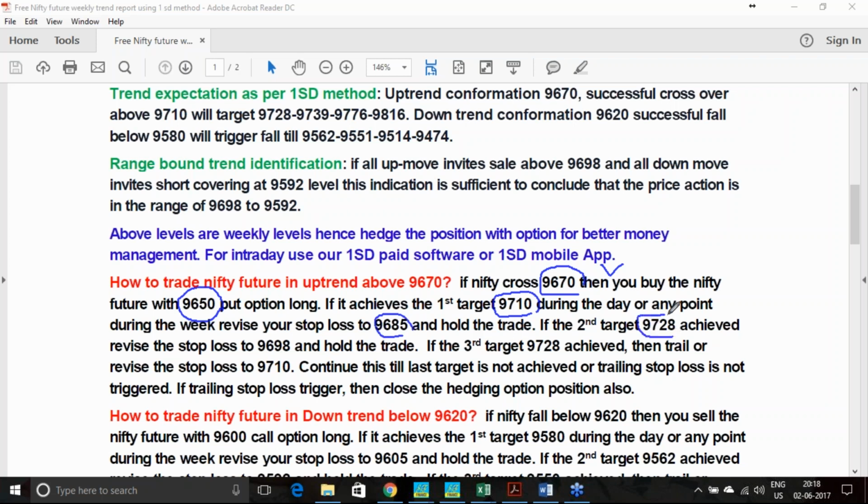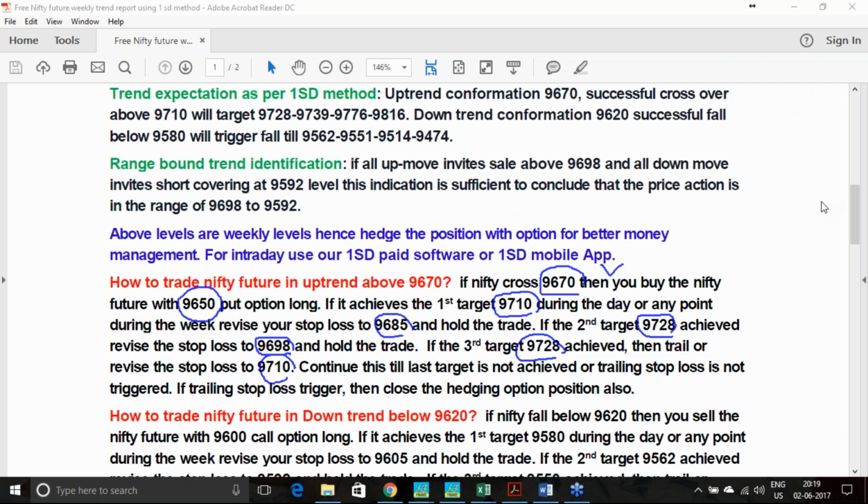If it hits the second target, that is the 0.786 target, revise your stop loss to 0.5, 9698. If it moves to the third target, trail your stop loss to the 0.618 level. So go on trailing till you have achieved the final target or the trailing stop loss is triggered. At one point of time, if you are satisfied with the profit, you can close it and come out. There is no need to wait for the final target also. That is your choice.